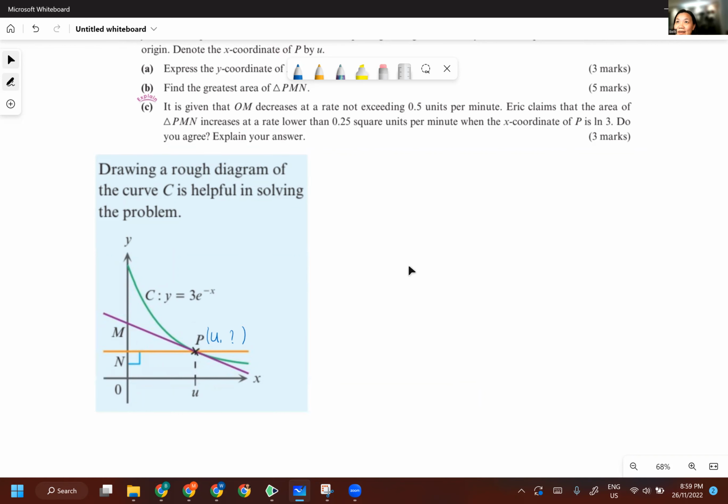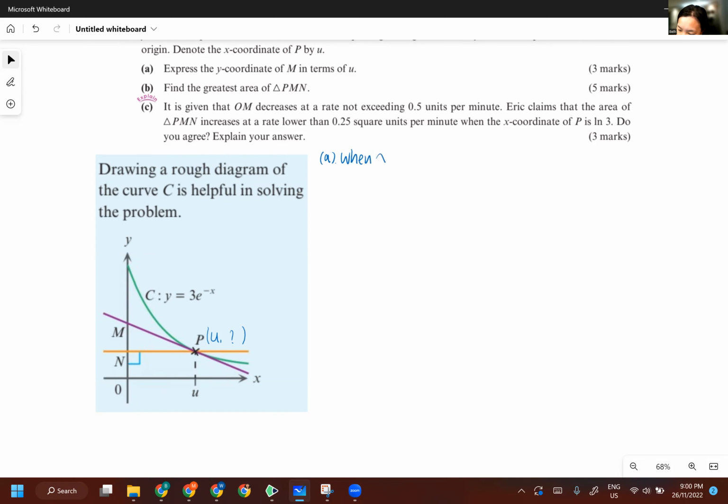Now, find the y-coordinate of M in terms of u. This is the application where you need to find the equation of the tangent. Let's do that.